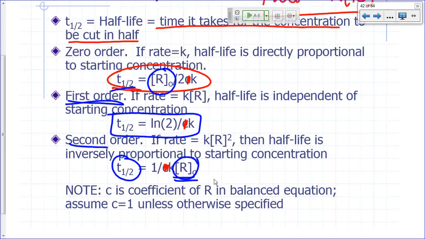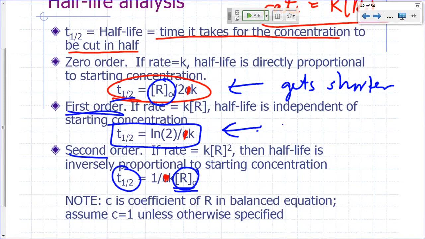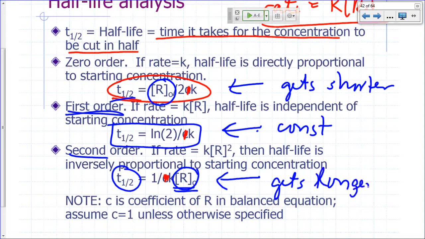Those are the consequences of these rate laws. So for your half-life, in this one, what happened? It gets shorter, right, as the reaction progresses. If it's first order, it's constant as the reaction progresses. If it's second order, it gets longer as the reaction progresses.